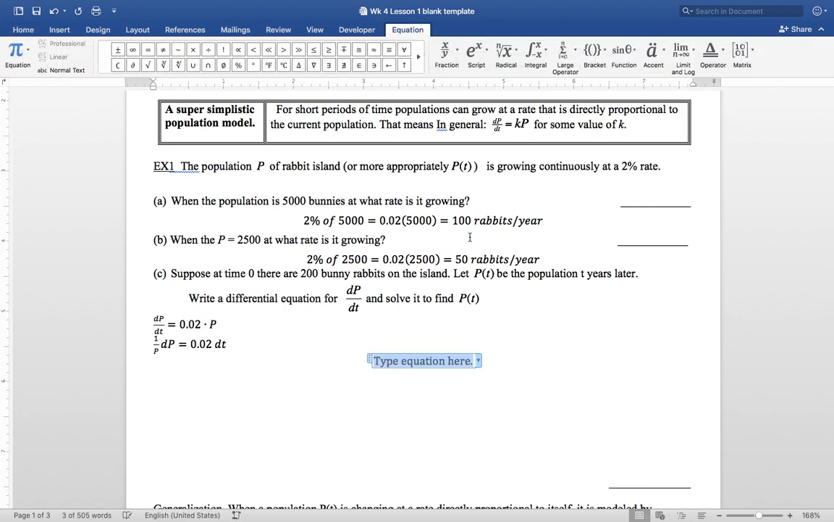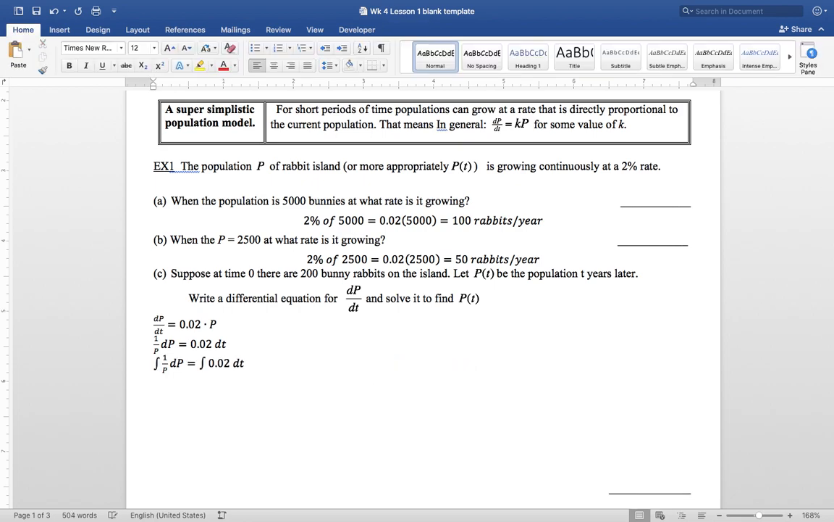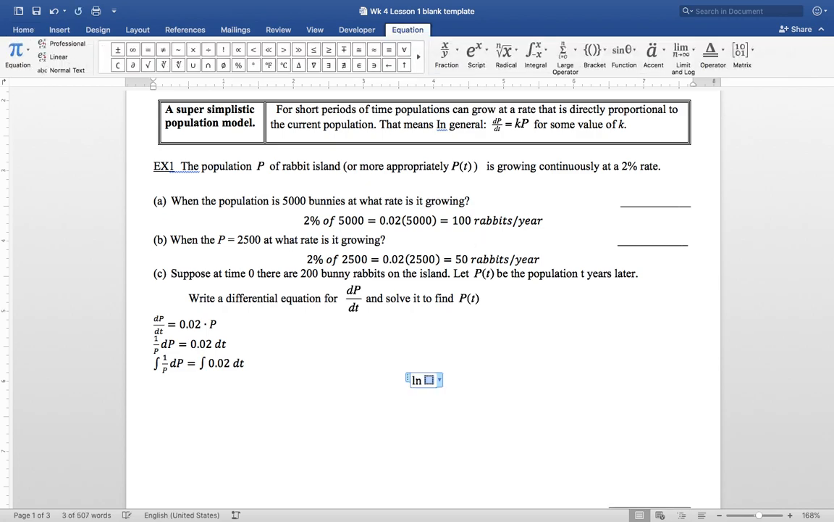Now that I've separated the variables, I integrate both sides of this equation. So I'm going to integrate 1 over P, and I'm going to integrate 0.02 dt. Of course I need to find antiderivatives for each of these functions. Well, the antiderivative of 1 over P is the natural log of the absolute value of P. And that's going to be equal to what? Well, the antiderivative of 0.02 is just 0.02t. And then I remember I need an arbitrary constant, plus C.